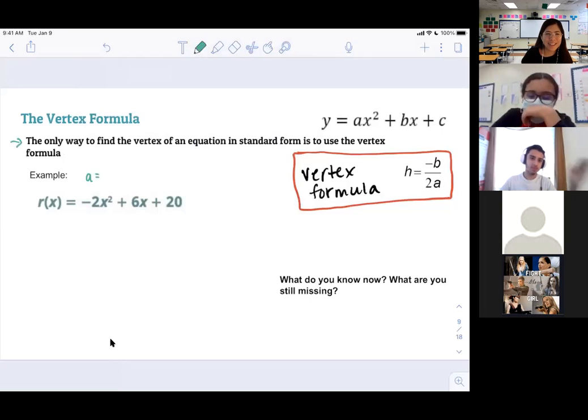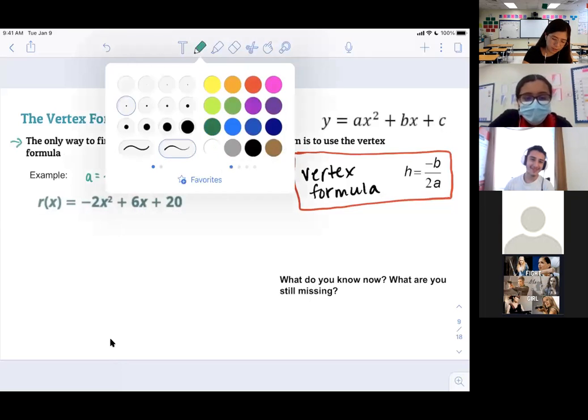What's my A? What's my B? What's my C? Your A is -2, your B is 6, and your C is 20. Good. Now we're going to use the vertex formula.